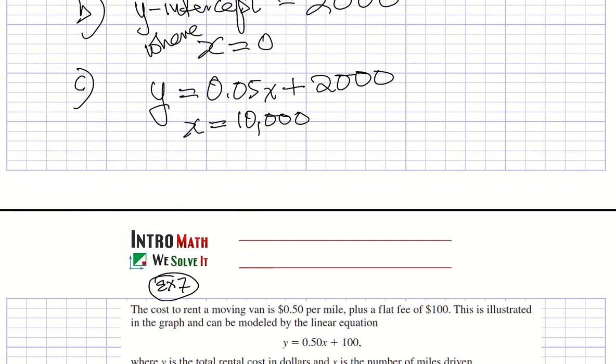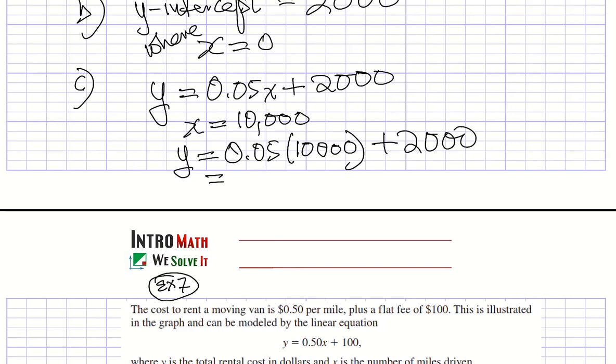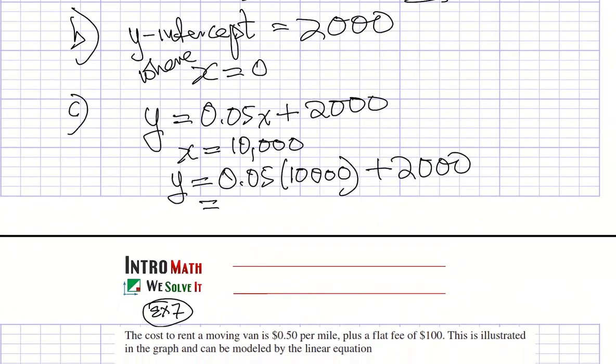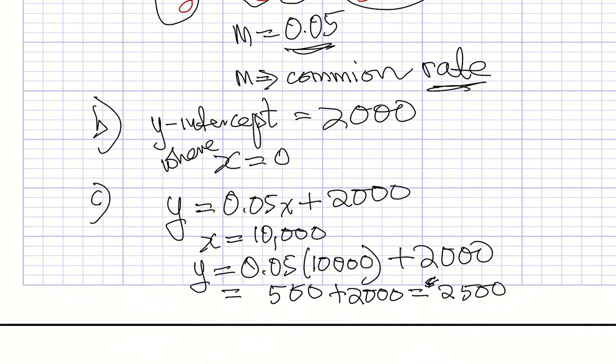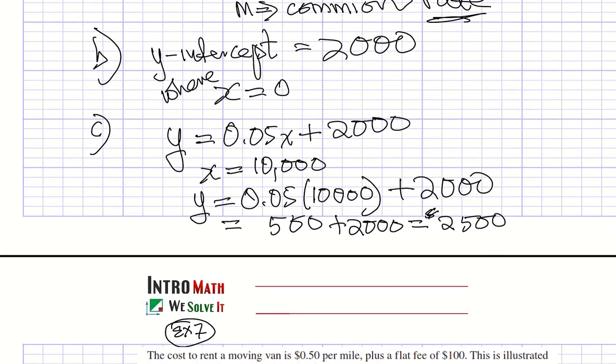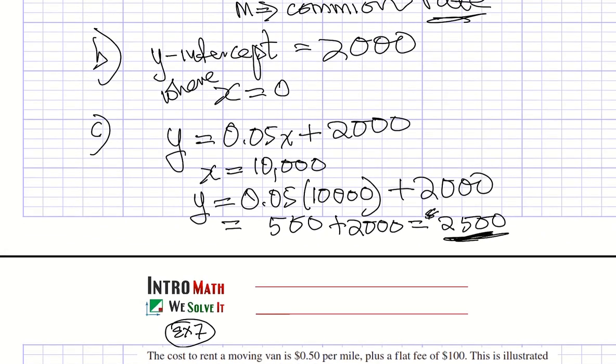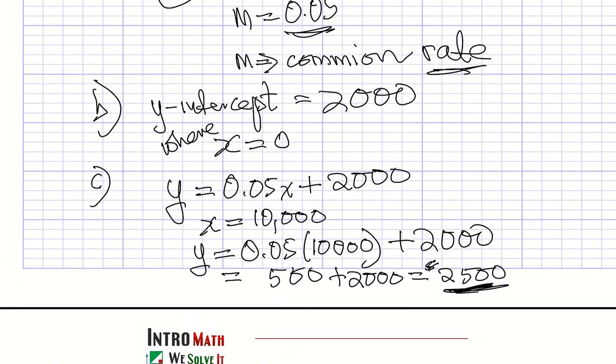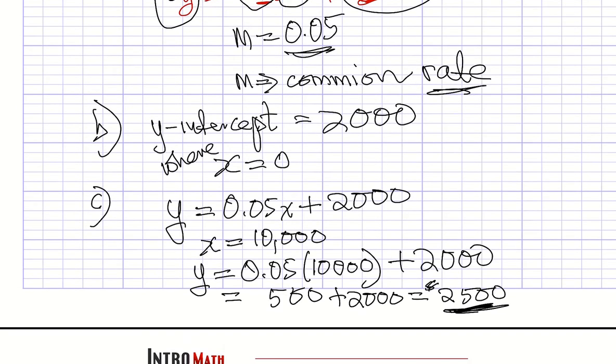The salary is y. So what you do is say y is equal to 0.05x, where x is the value they gave you, 10,000, plus 2,000. What is that? We're running out of space. Alright, so this is the calculation. You get 2,500 for the salary.